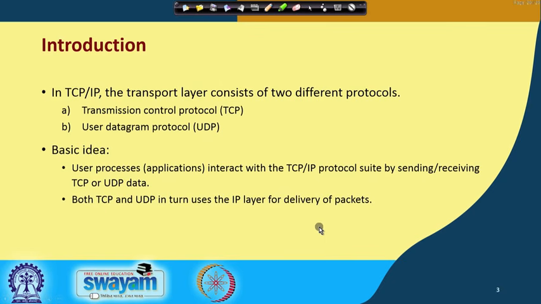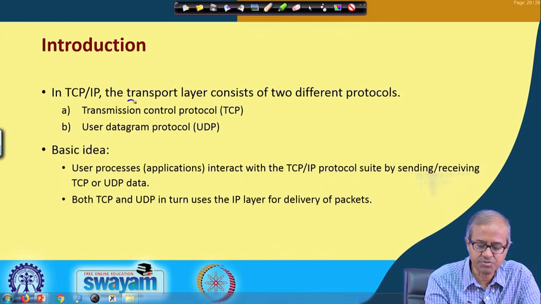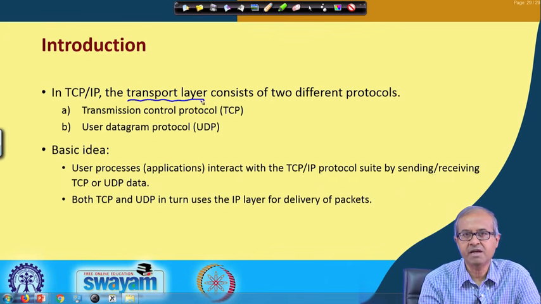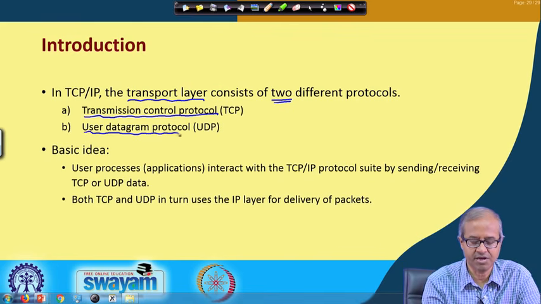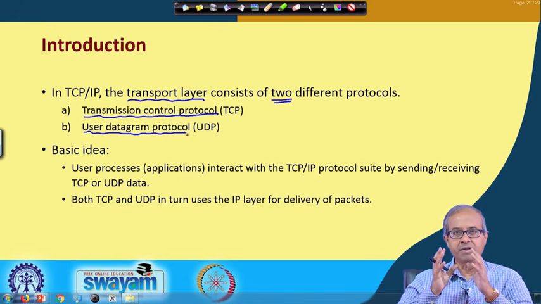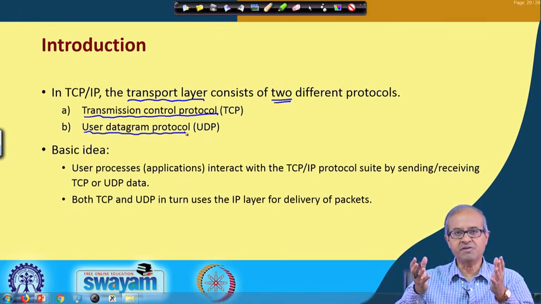Now, we have already talked about the TCP/IP protocol suite. In TCP/IP, if you look at the transport layer level, there are two different protocols that are used. One is TCP, which is the short form for Transmission Control Protocol, the other is UDP, which is the short form for User Datagram Protocol.